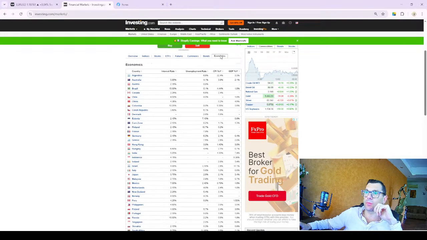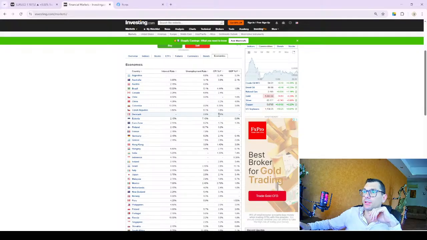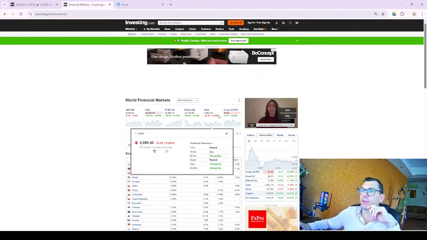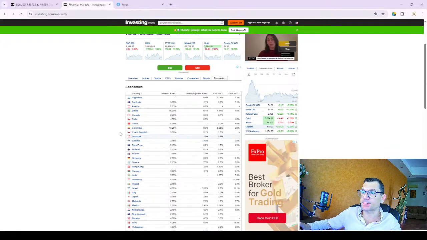Now, if we look at economics, you can see the unemployment rate. This is also very important data for you to observe. You can see how important it is to look at the interest rate in each country. You can look at the unemployment rate in each country. You can look at the CPI, Consumer Price Index. That's obviously the inflation, right? And year over year, CPI, which is inflation, is 3.3. So you can see inflation country by country, and that can give you quite a good idea on how to trade different assets.